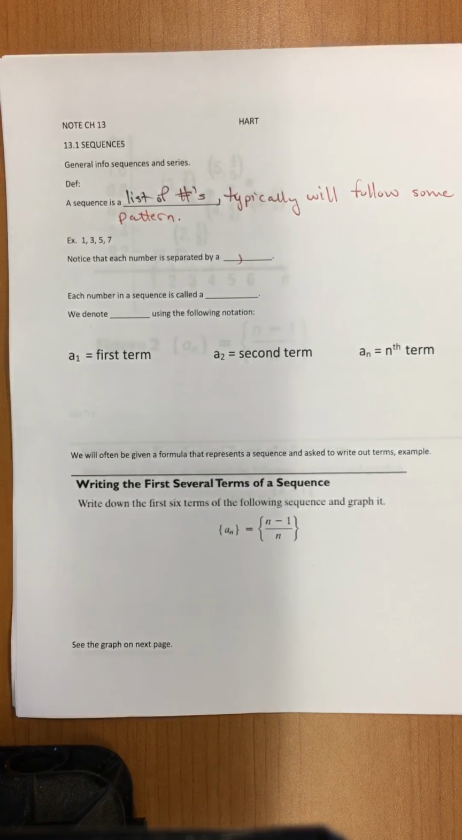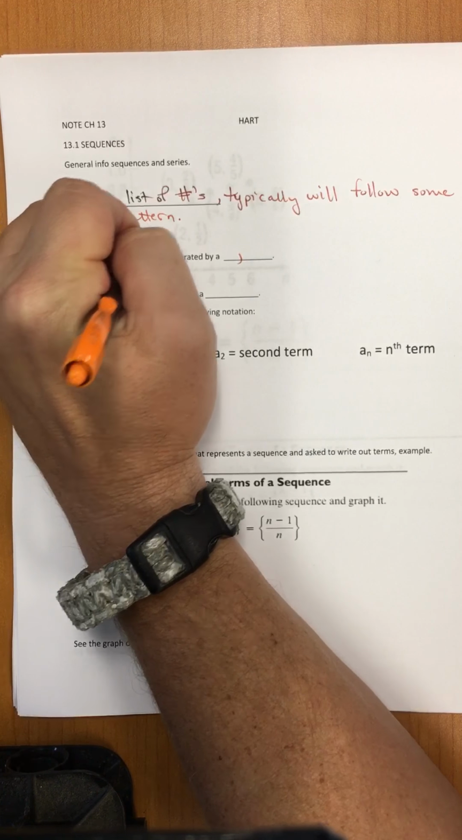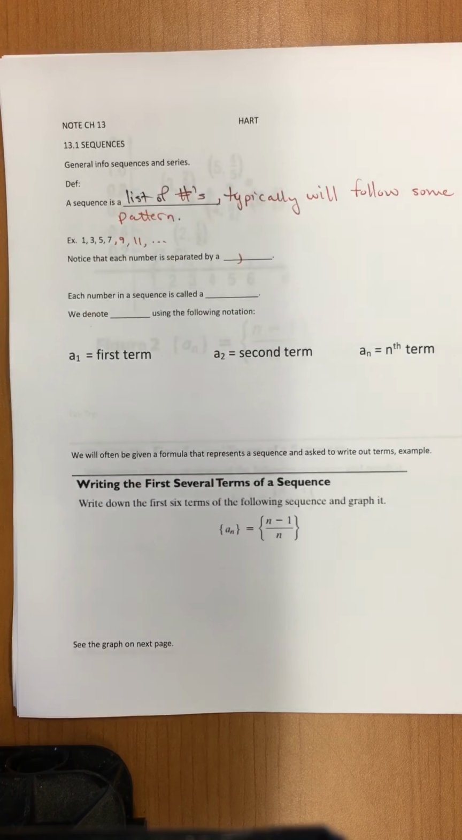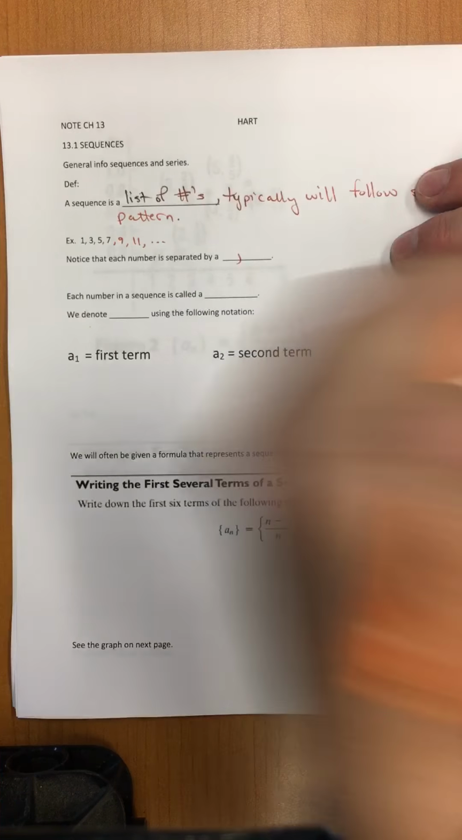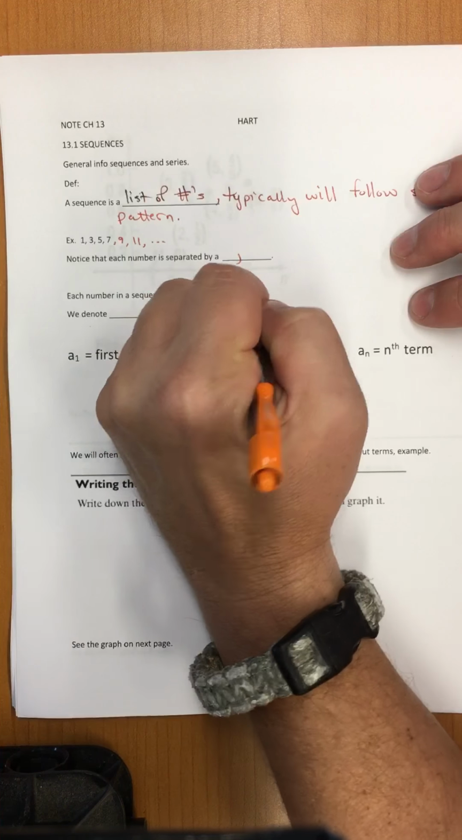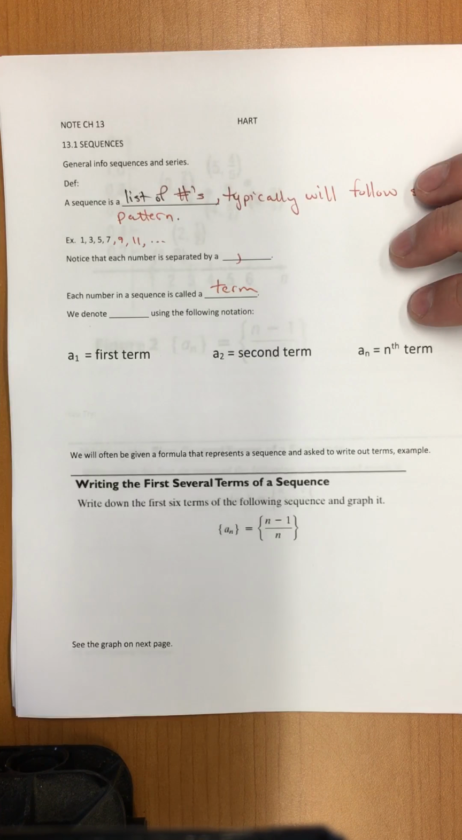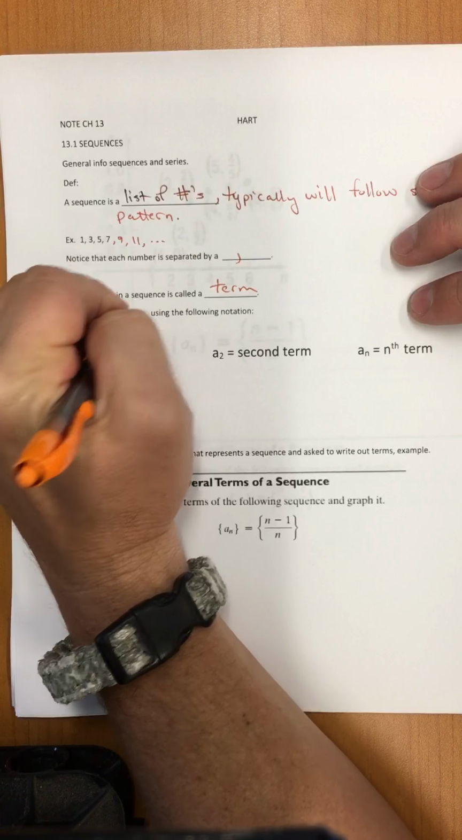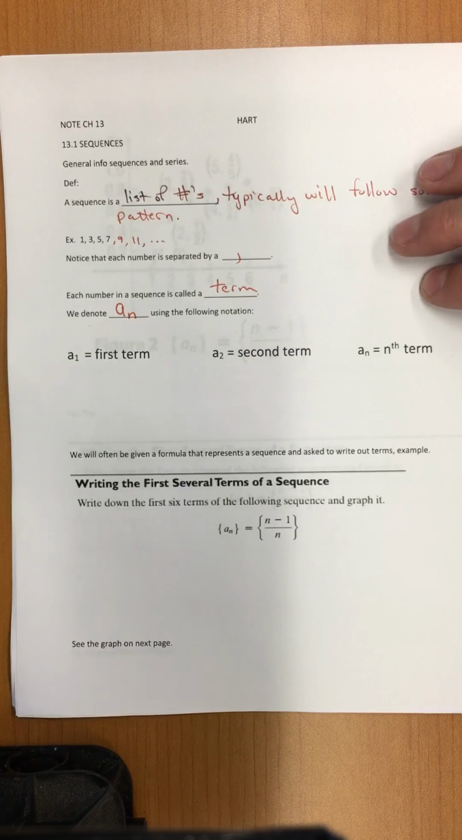Notice that in a sequence, every term is separated by a comma, right? So we could keep going with this. We could go 9, 11, and then dot, dot, dot. That dot, dot, dot means it's going on forever. Each one of these numbers in a sequence is called a term of that sequence. And we denote terms using subscripts, a sub n. So a sub n is the nth term.